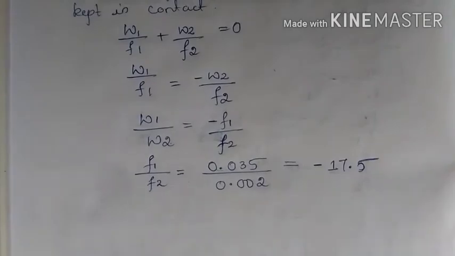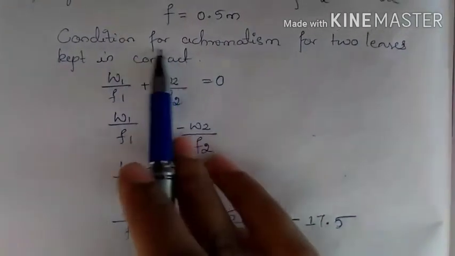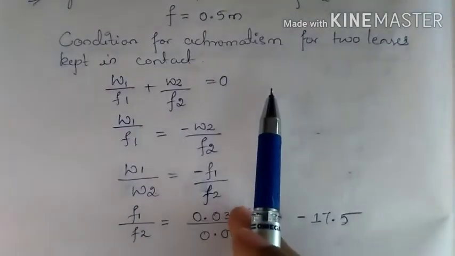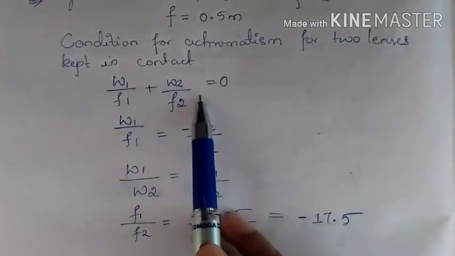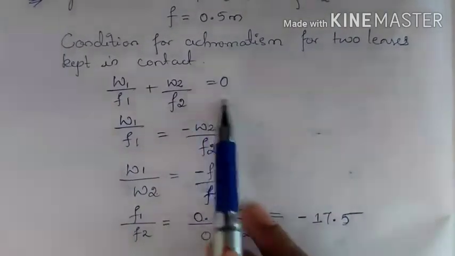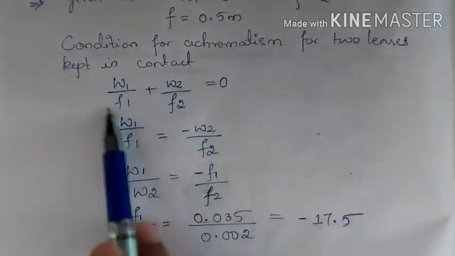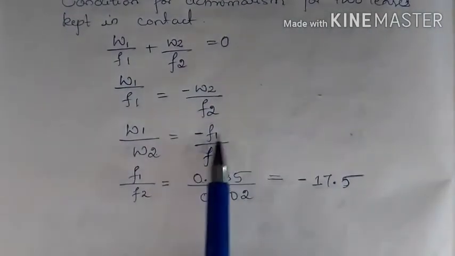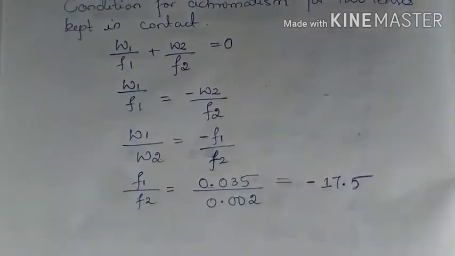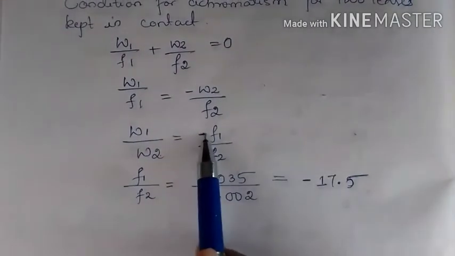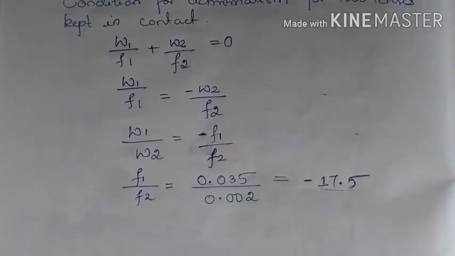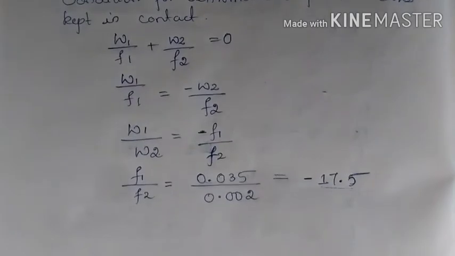So what we have done is, we have taken the condition for achromatism of two lenses kept in contact, omega 1 by f1 plus omega 2 by f2 is equal to 0. We have rewritten this equation in terms of omega 1 by omega 2 just to find the ratio of f1 by f2. Since the value here is negative, we got the answer for f1 by f2 in negative form.